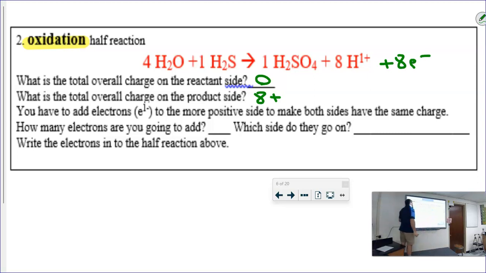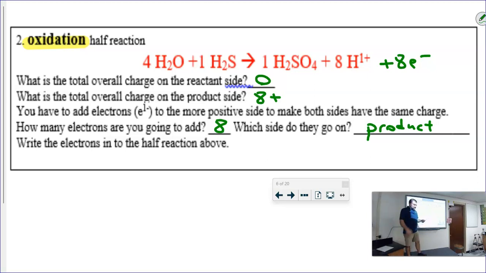There we go. So let me just fill in my blanks. How many electrons am I going to add? I'm going to add 8. Where should they go? I'm going to put them on the product side. Again, how could I have figured that out? Well, 2 ways. Number 1, it's oxidation. Oxidation means I'm losing electrons. If I'm losing electrons, they've got to go over on the product side. The other way I can figure this out, this side's 8 plus, that side's 0. When I add electrons, electrons are negative, so I have to add them to the side that is the more positive side. Write them in. I already did. We are good.